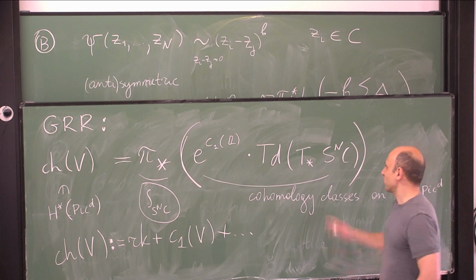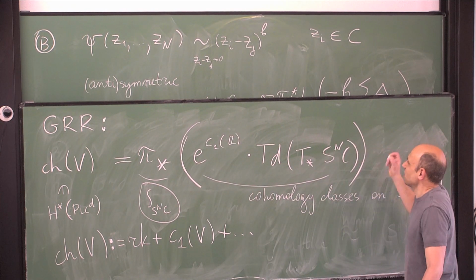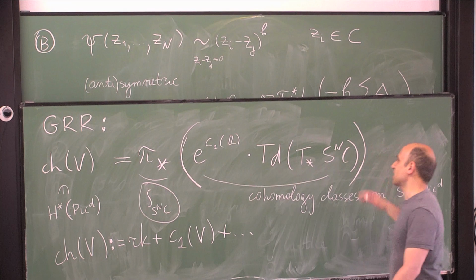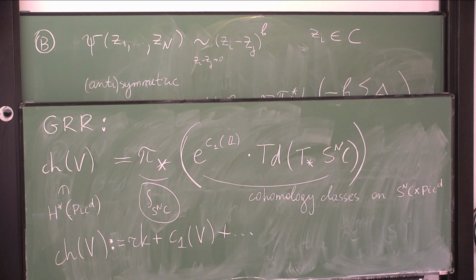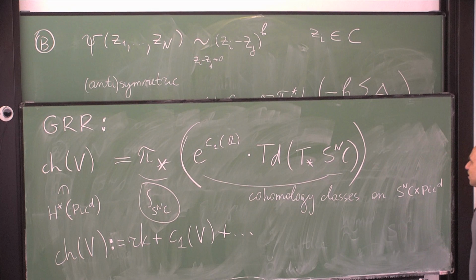Pi star. Okay, so let's start with this. This is the hardest part to explain, but it's a complicated cohomology class on this product. So this is what the Grothendieck-Riemann-Roch formula tells us, and Td is a Todd class? Td is the Todd class that has its definition. Yes. Are you going to explain what a Todd class is? I can, if you ask me.